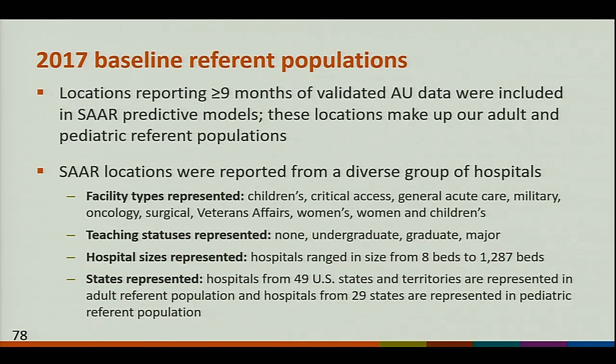So the referent populations for the 2017 baseline adult and pediatric SAAR models include locations that reported greater than or equal to 9 months of validated AU data. These included children's, critical access, general acute care, military, oncology, surgical, Veterans Affairs, women's, and women and children's hospitals. A wide range of hospital sizes are represented, and all teaching statuses that we have categories for in NHSN are also represented in these referent populations. 49 states and territories are represented in the adult referent population, and 29 states are represented in the pediatric referent population.